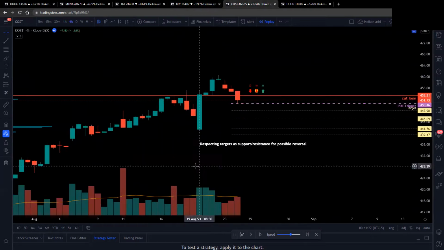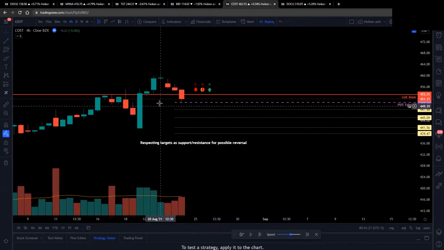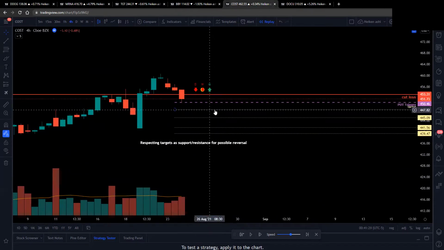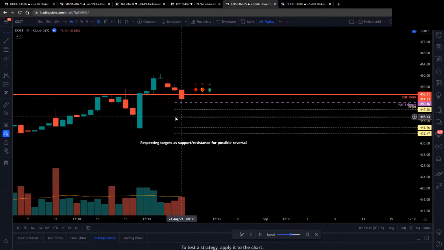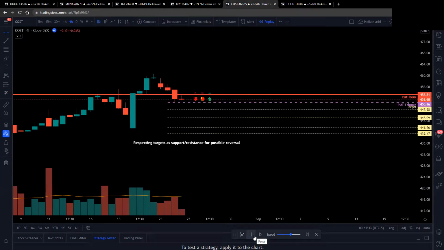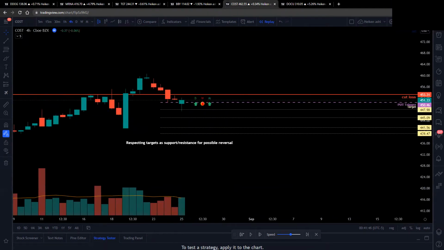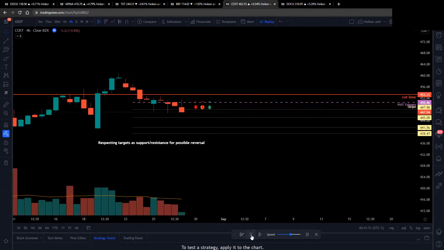Our next topic will be respecting targets as support or resistance for possible reversal. What this means is, like I said, when you hit the first target, it can possibly reverse from there, because this acts as a support. Since we're buying a put, it's going down, so these targets are supports. This is for Costco. It did go down to the first target, hit the first target 3 times, and then it got rejected.